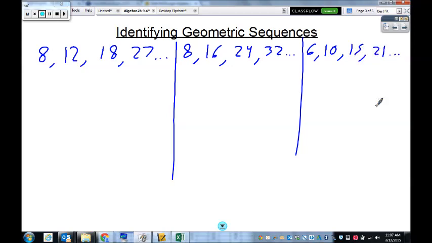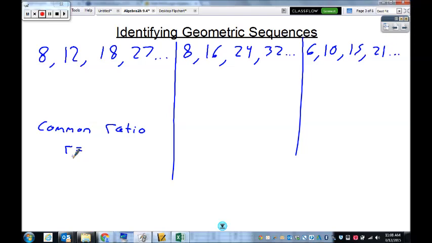Okay, so three different sequences, and I'm going to check to see if each is geometric, or arithmetic, or just neither. Now we know that arithmetic is something that keeps adding, like a common difference. Well, geometric is something that's multiplied, or what we call a common ratio, or R equals.